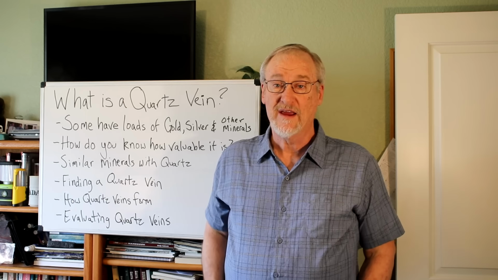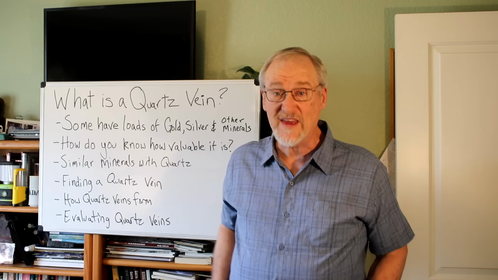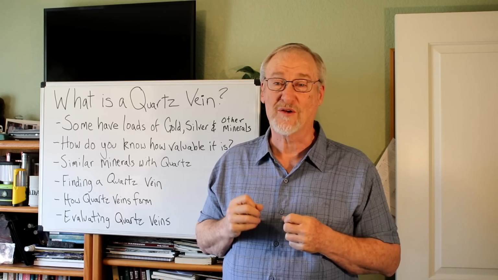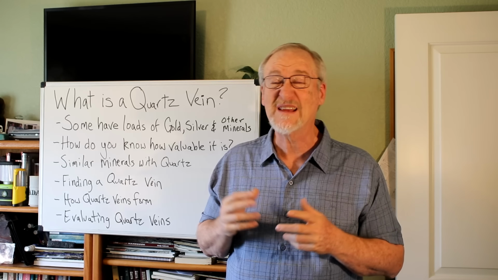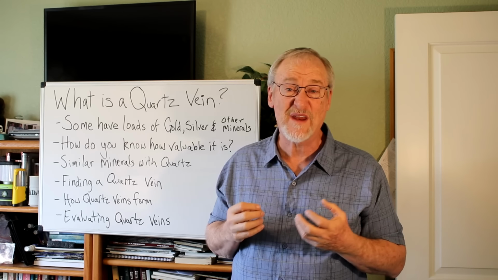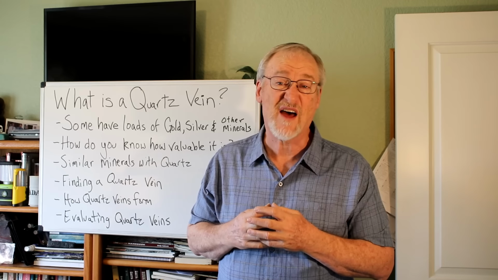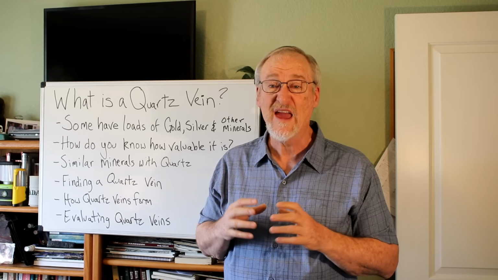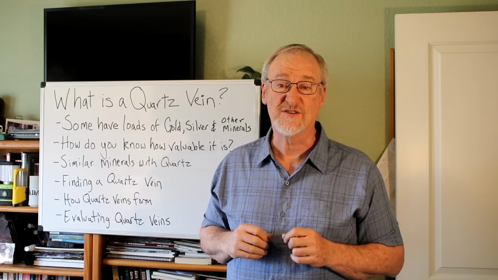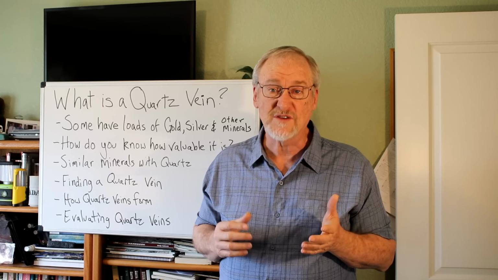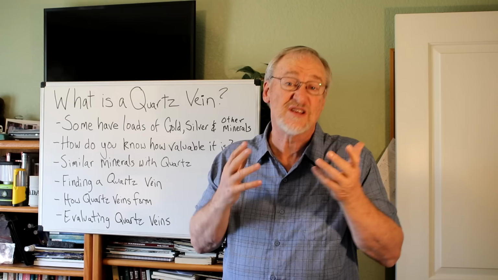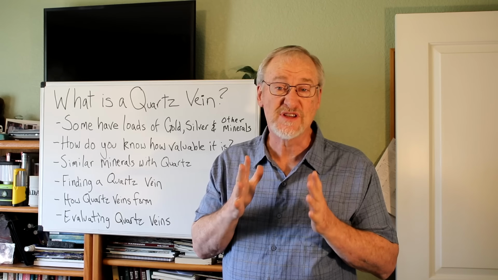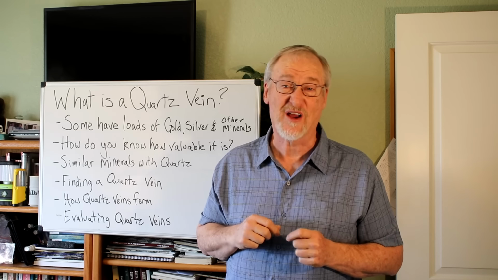Now, it may have other minerals with it, maybe sulfides and things like that, or maybe gold, or maybe silver sulfide minerals, depending on the environment that it formed in, what the sources of the hot water are, and what kind of rocks are nearby. All these different factors determine what kind of quartz vein it is, and whether it's mineralized or just barren. You have to have the right chemistry to produce the mineralized quartz that we'll be looking for.